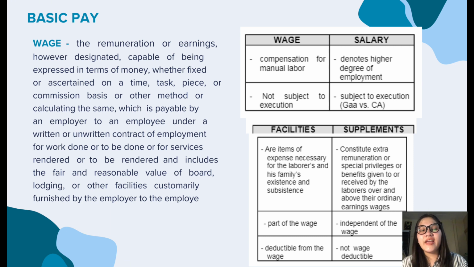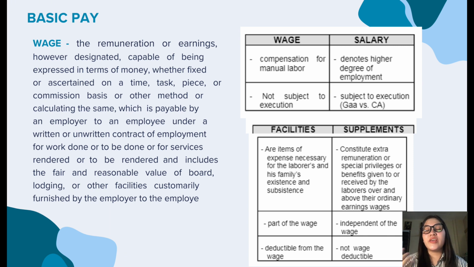So here, based on the illustration, we also define what is wage and what is salary. Wage is the compensation for manual labor. However, salary denotes a higher degree of employment. And wages are not subject to execution, but the salary is subject to execution.